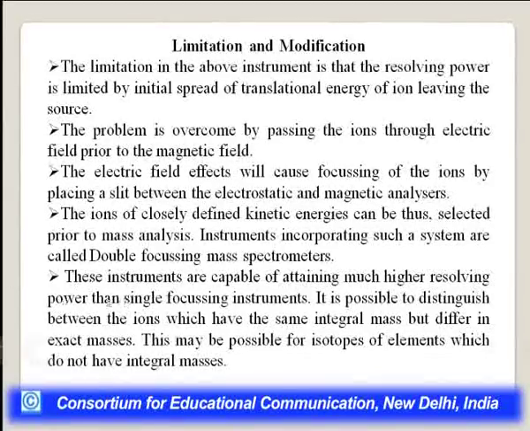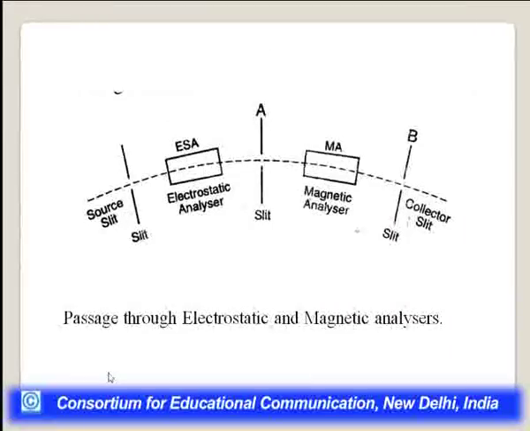You know what resolving power is? It is about how to interpret the spectrum of a particular organic molecule. If there are fine intensities, or fine relative abundances, then you can surely interpret it in an easy way. So it is possible to distinguish between ions which have the same integral mass but different exact masses. This may be possible for isotopes of elements which do not have integral masses.